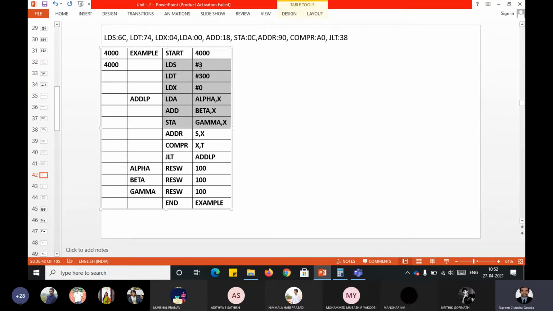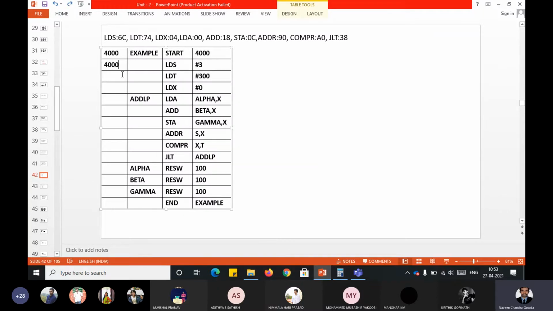And I have said this in the previous example as well. If any mnemonic symbol is preceded with a plus, then only it is format 4. If not, it is format 3. So this is the set of instructions belonging to format 3, for which you will be allocating just 3 bytes.